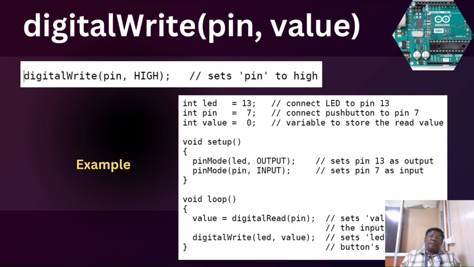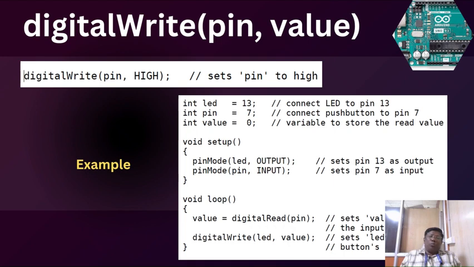So for this example, the LED is connected to the 13th pin, and the 7th pin is connected to the push button, and value equal to 0, the variable value is initialized to 0. And pinMode in setup, pinMode LED OUTPUT, the LED is taken as an output device. And pinMode pin INPUT, the input is a push button, because when you are pressing something, the activation has to be carried out, so it will display the LED light. So pinMode is the input one.